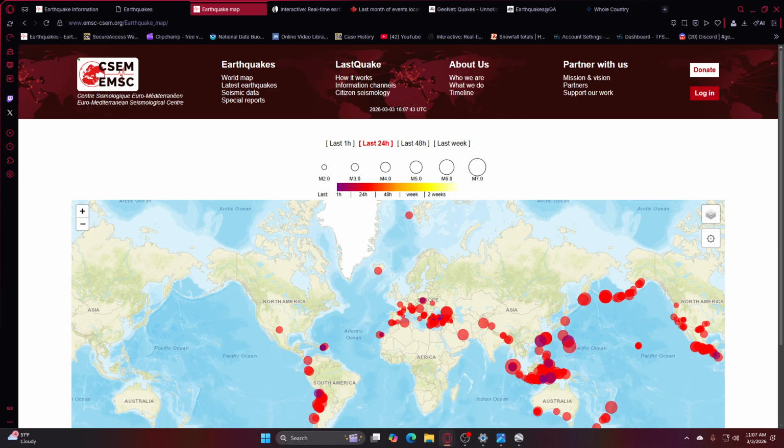So when we're looking at events that happened in the last 24 hours, on March 1st there was a 5.2 north of Ascension Island, 10 kilometers deep. On March 1st, there was a 5.1 northern Mid-Atlantic Ridge, 10 kilometers deep. On March 1st, there was a 5.2, also 10 kilometers deep. And yesterday, March 2nd, there was a 5.1 central Mid-Atlantic Ridge, 10 kilometers deep.